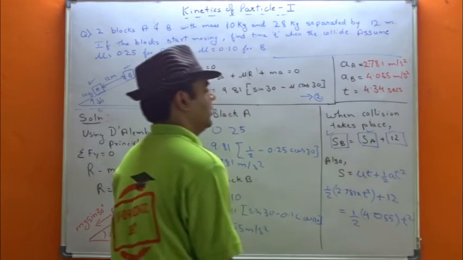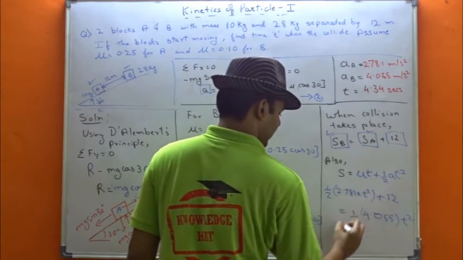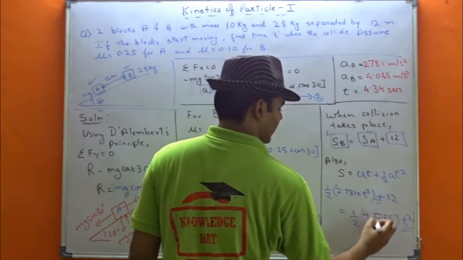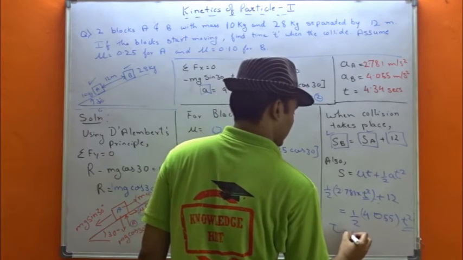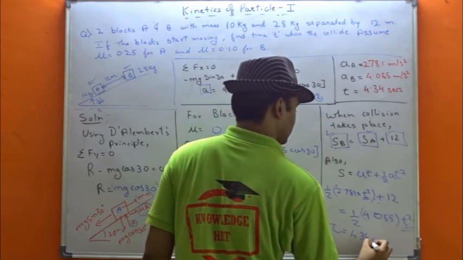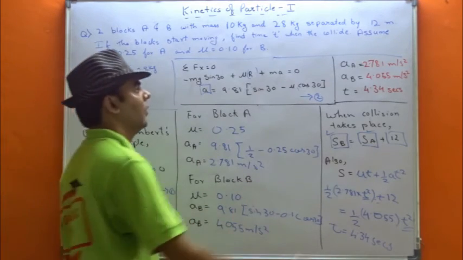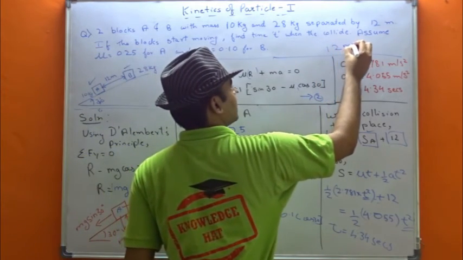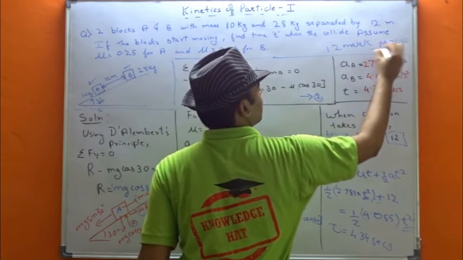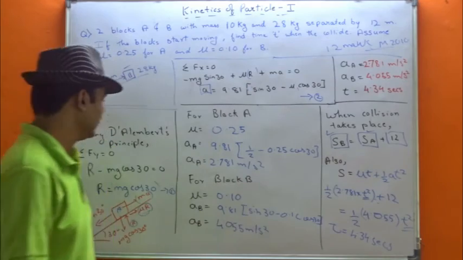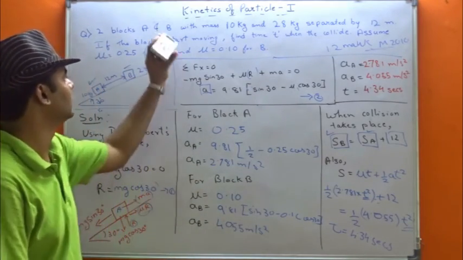When we calculate this value, we get the value of t, which is the only unknown in this equation, and t is given by 4.34 seconds. This question was asked in the university exam for 12 marks, in May 2010. So it's a very important question, and it covers all the bases that we need for this particular topic.